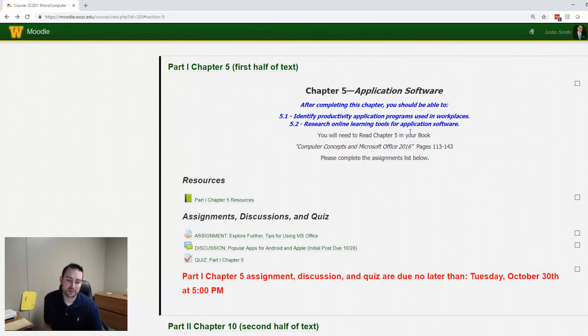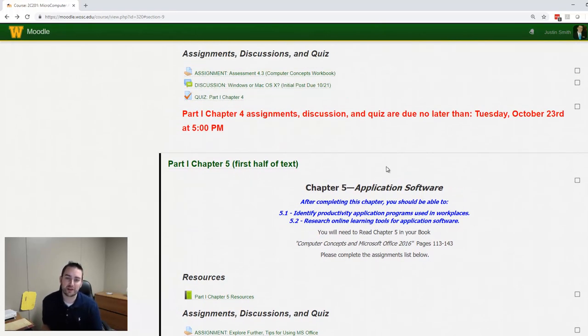Please reach out. I'll be posting in the forum to discuss Windows and Mac too. Not very many people have gotten in there, so make sure you get in there and post your initial post and replies, and we'll get that rolling.